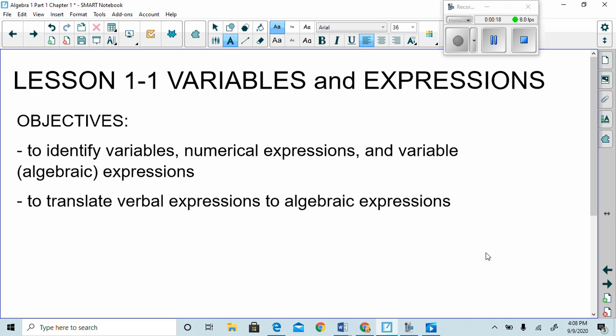In our very first lesson, we're going to talk about variables and expressions, and these are our goals. We want to be able to identify variables. We want to know the difference between numeric and algebraic expressions. We want to be able to translate words into algebra.